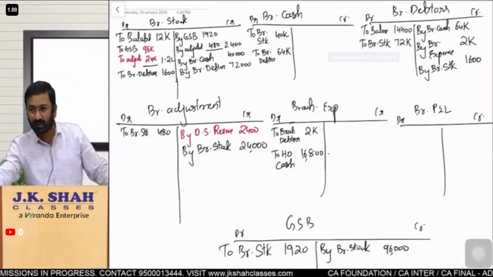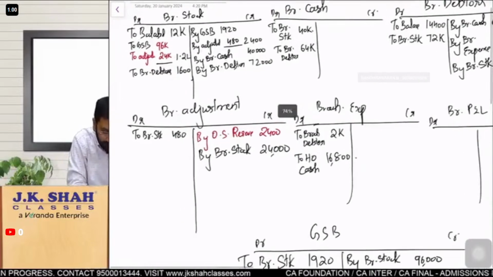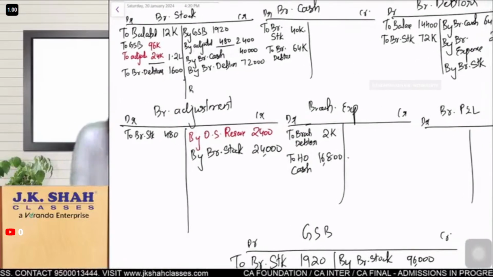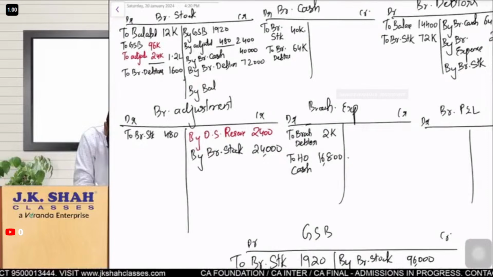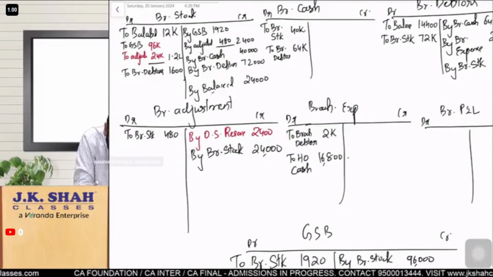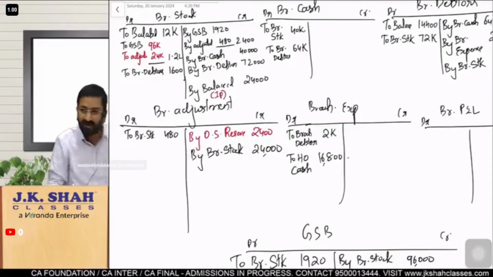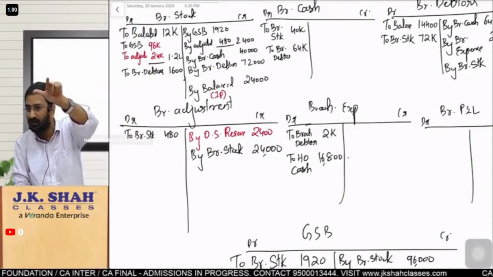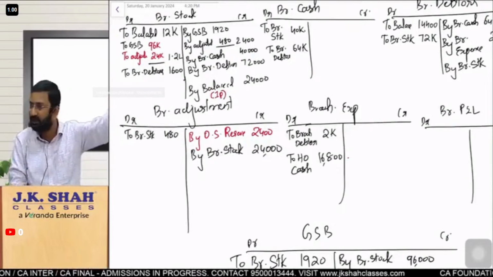Closing stock is there, appa? Closing stock how much? 24, amma. So by balance carried down. 24. Which price is this? Invoice. The moment you write closing stock, there is a reserve. You should eliminate on which side? Branch adjustment account, debit side.